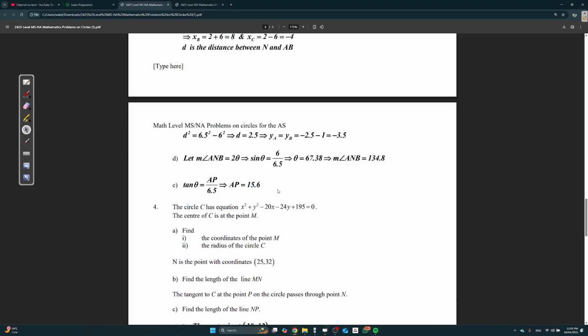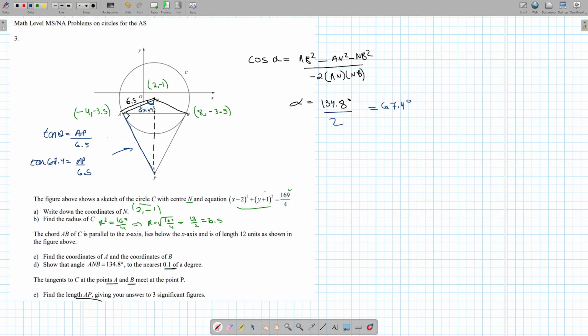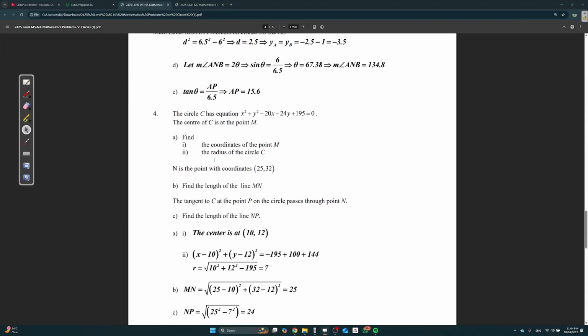Is that what they got? Yeah, okay. By the way, this is a right triangle because this is a radius and this is a tangent. And you guys know that the radius is always perpendicular to the tangent. Okay, question 4.